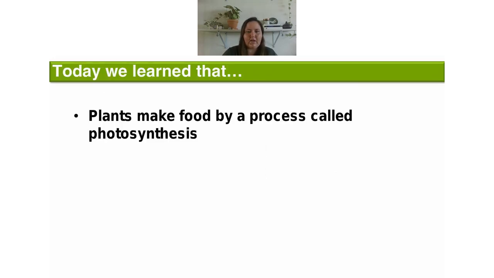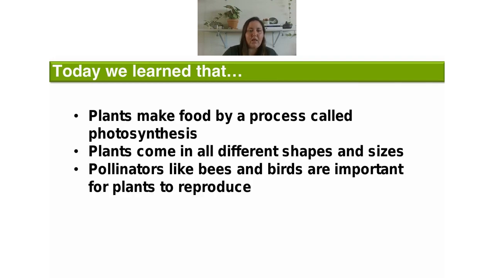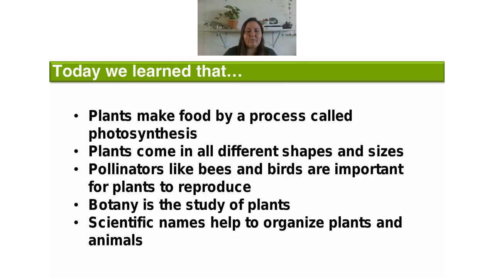Now let's review what we learned today. Plants make food by a process called photosynthesis. Plants come in all different shapes and sizes. Pollinators, like birds and bees, are important for plants to reproduce. Botany is the study of plants. Don't forget, a scientist that studies plants is called a botanist. And scientific names help to organize plants and also animals.